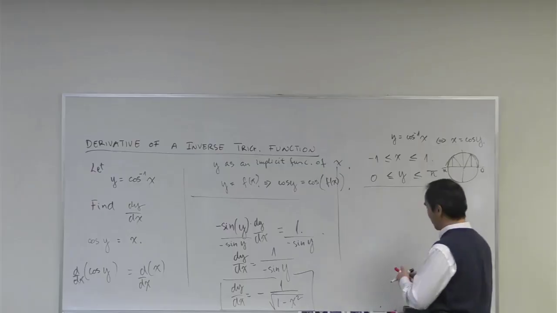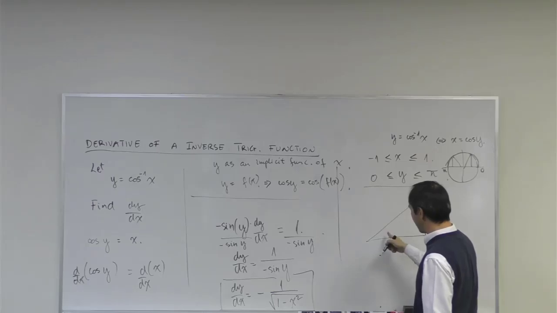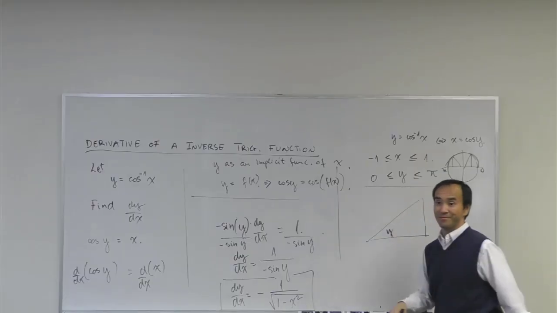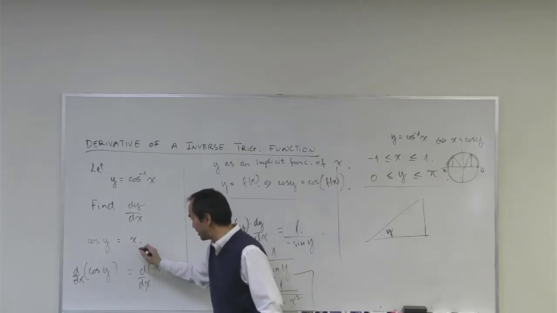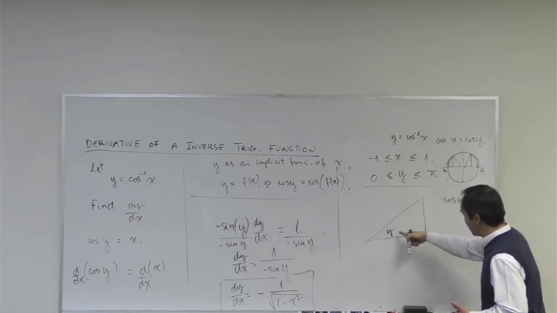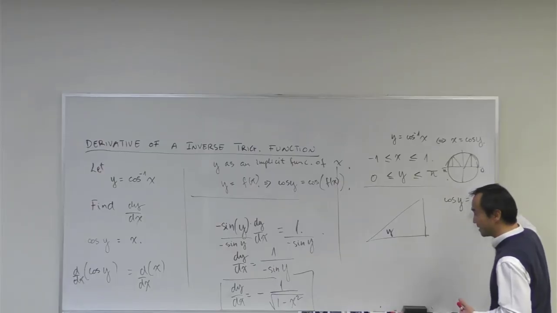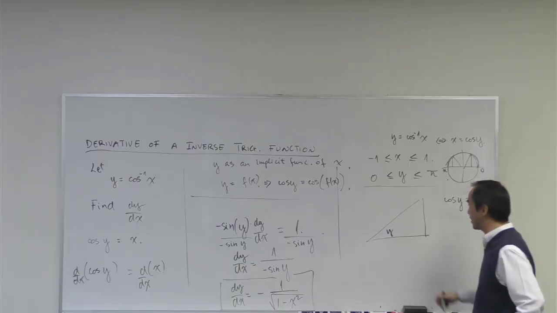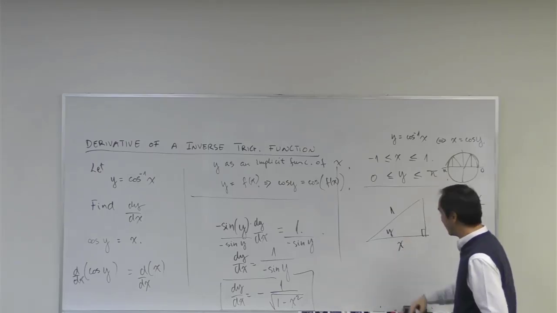So think about a triangle just like that, right? The angle is anywhere from 0 to pi over 2. That's your angle right there, y. So cosine of y equals x. Y is the angle. So cosine of y equals x means it's adjacent over 1, right? So adjacent over hypotenuse. That's what we famously know about cosine in a triangle. So we put 1 here on the hypotenuse, and we put x here.